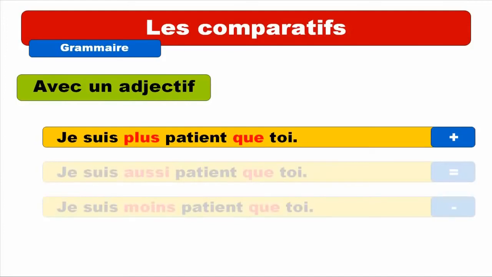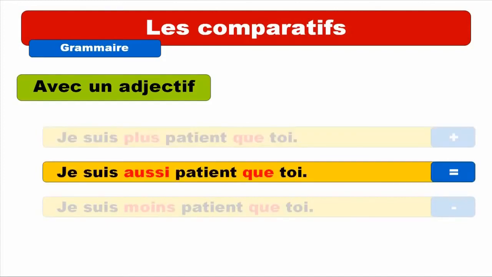Second situation, if you want to use an adjective. So first example, it's je suis plus patient que toi. In this case we only use this plus, then the adjective, and after that you put the que. Second situation, je suis aussi patient que toi.